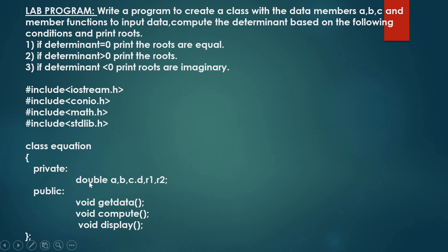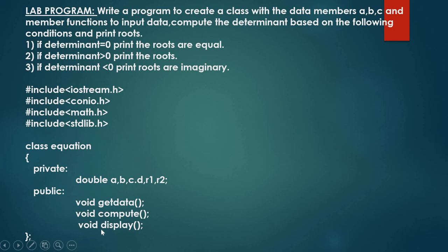See, in this program, what is the class name? Equation. Then here the data members are A, B, C. A, B, C are the coefficients of the quadratic equation. Then D is the determinant. R1 is the first root. R2 is the second root. Then three member functions: get data, compute and display.